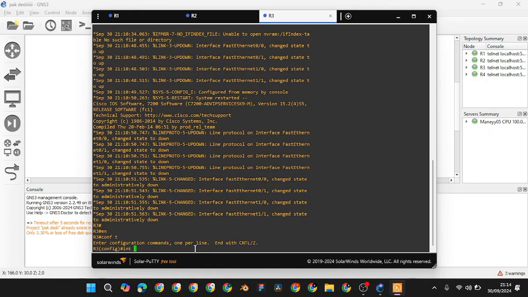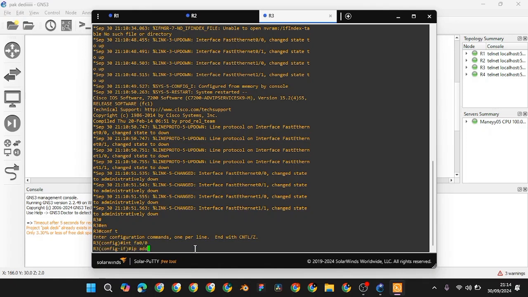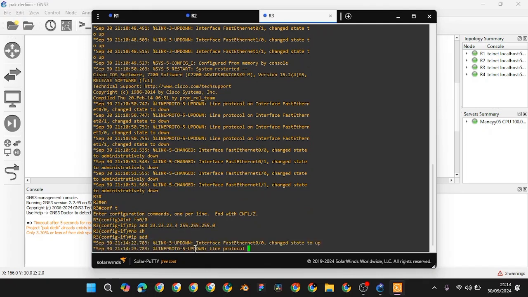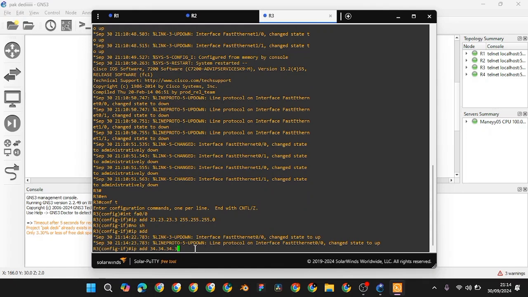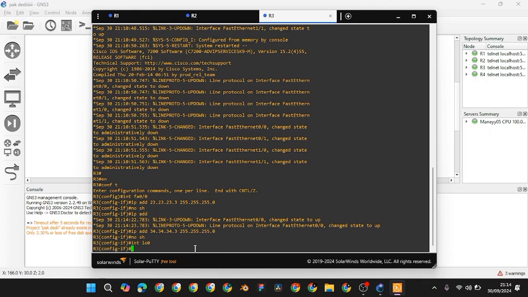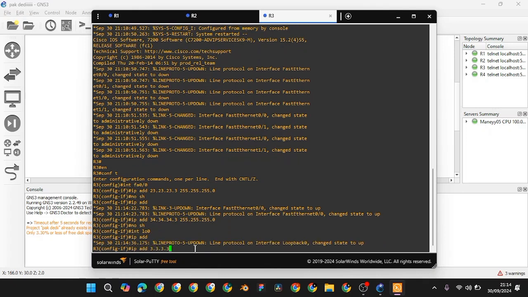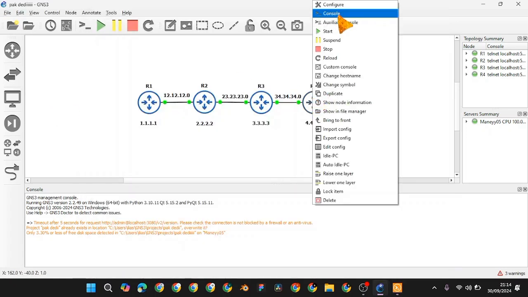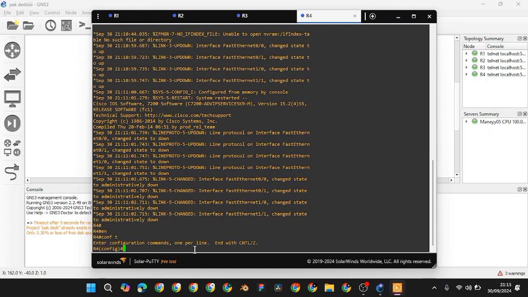Let's move on to the third router. It's like the second router, because the third router is between the second and fourth routers, so we have to configure both of them. Don't forget to always be careful about the subnet, because the subnet is really important for your configuration. And the last router is configured like the first router, still the same.